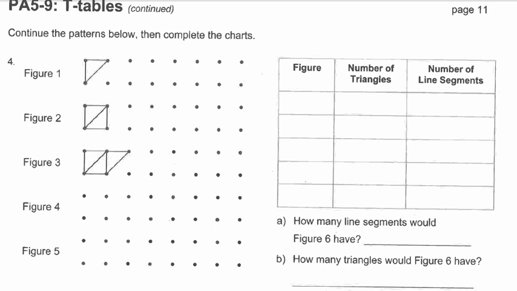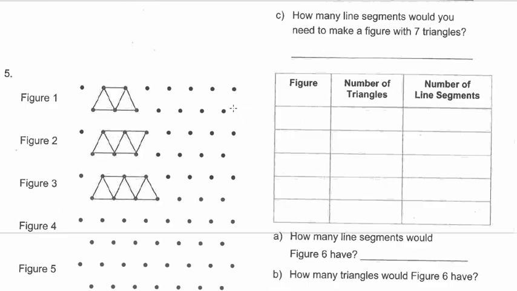Let's jump to page 11, number 4. In this one you can see it's adding one triangle each time. Again, you need to draw figure 4 and 5 and then fill out your table on the right. I'll let you do that one on your own. So let's continue on to number 5.